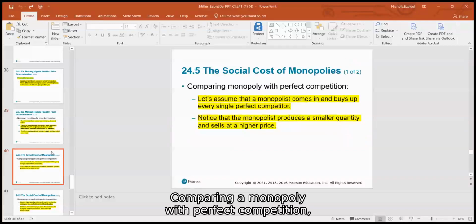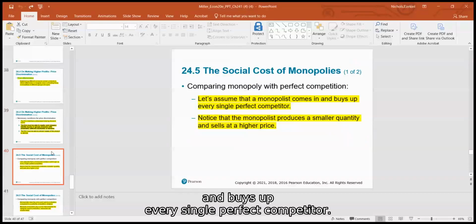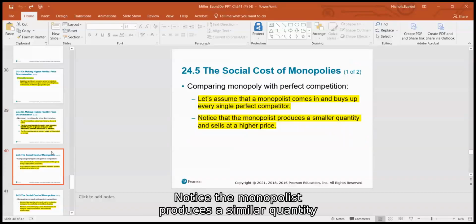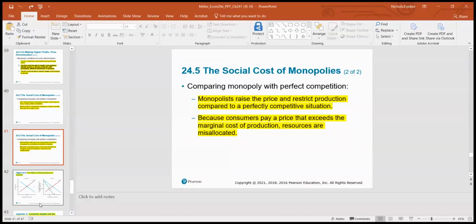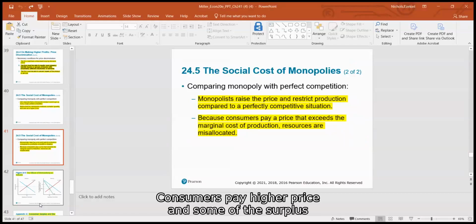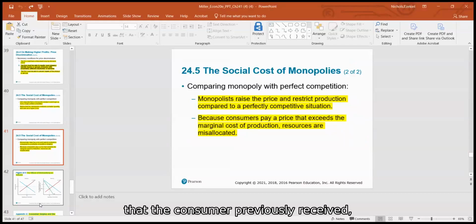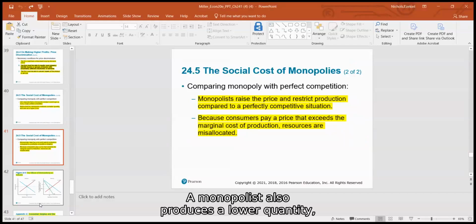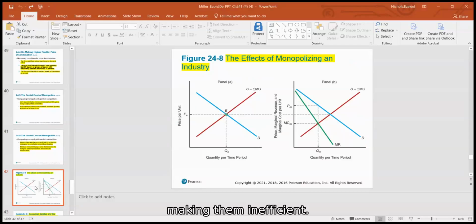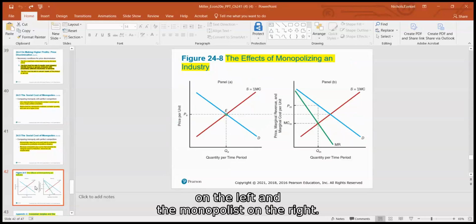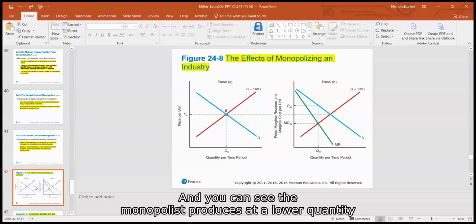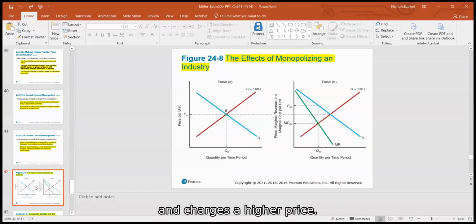Comparing monopoly with perfect competition, let's assume a monopolist comes in and buys up every single perfect competitor. Notice the monopolist produces a similar quantity and sells at a higher price. Why are monopolies inefficient? Consumers pay a higher price and some of the surplus that the consumer previously received, and we'll talk more about that in a minute, is given to the monopolist. And the monopolist also produces a lower quantity, making them inefficient. So here we have an example of perfect competition on the left and the monopolist on the right. And you can see the monopolist produces at a lower quantity and charges a higher price.